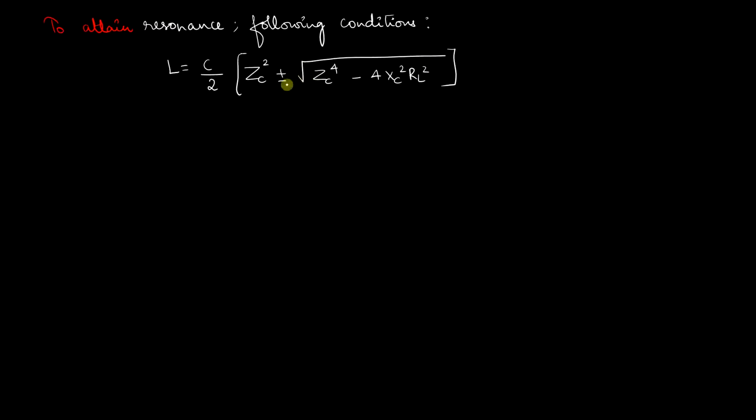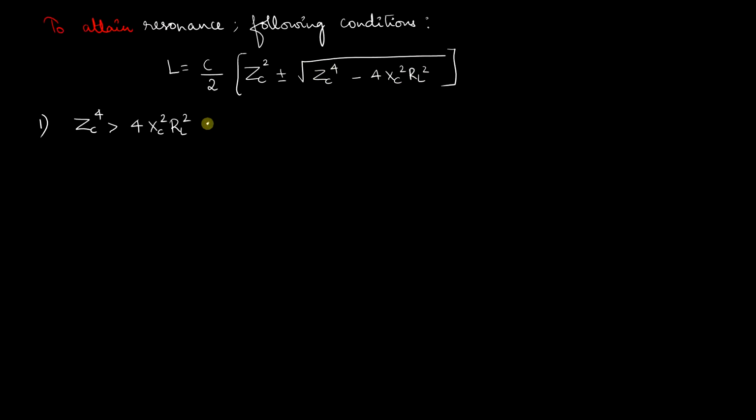Now the conditions are based upon the parameter that is within the square root. So based on this, we can decide whether the value of the inductor will be only the magnitude or whether you will also get an imaginary part. Okay, so let us consider the first case. The first case is when ZC to the power 4 is greater than 4 XC square into RL square. Now if you have the value of ZC to the power 4 greater, then you can see here you have square root of this particular term. This value is greater than this.